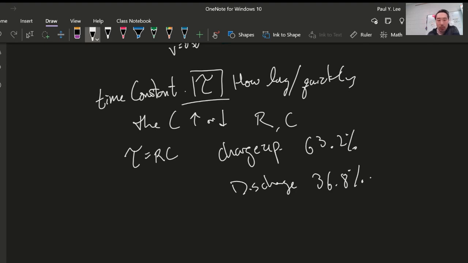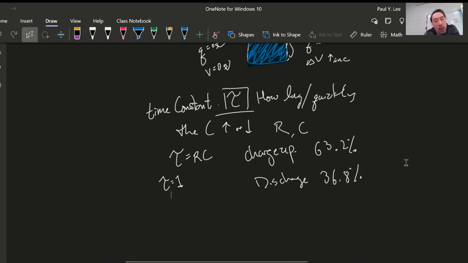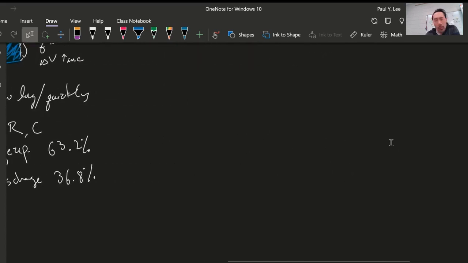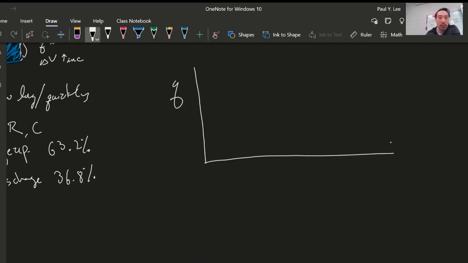So a time constant, or a tau, of 1 for charging up means that the capacitor is 63.2% of the way charged up, and a time constant of tau 1 for discharge means that 36.8% of the capacitor has discharged. Now we're going to look at the relationships between tau, R, and C in a little bit so that we can make a little more sense of it. But let me just show you in terms of Q versus t where these numbers come from.